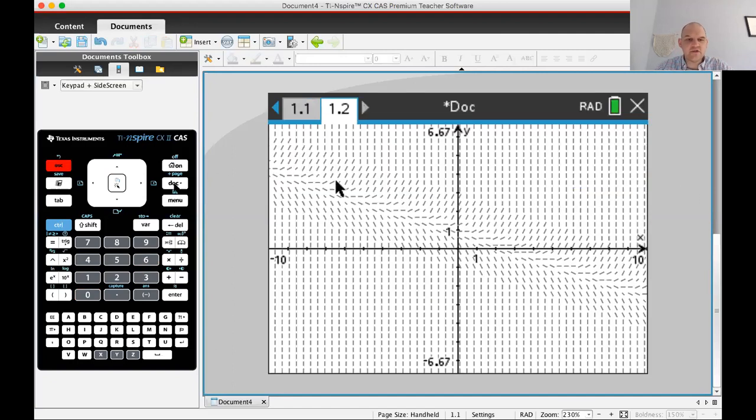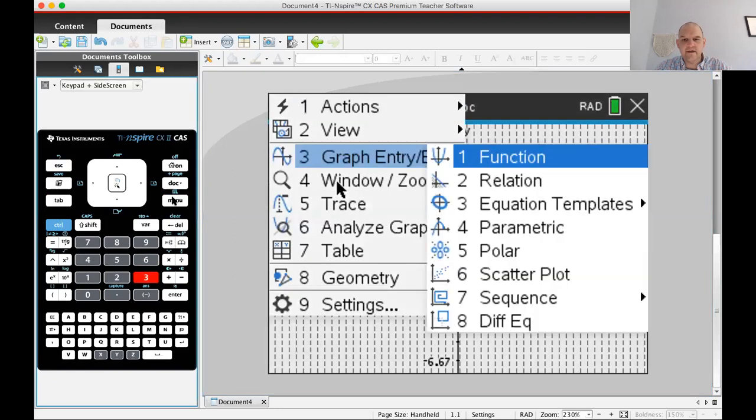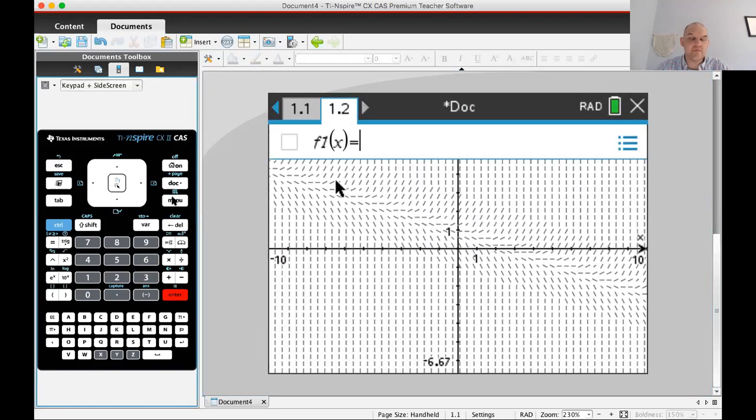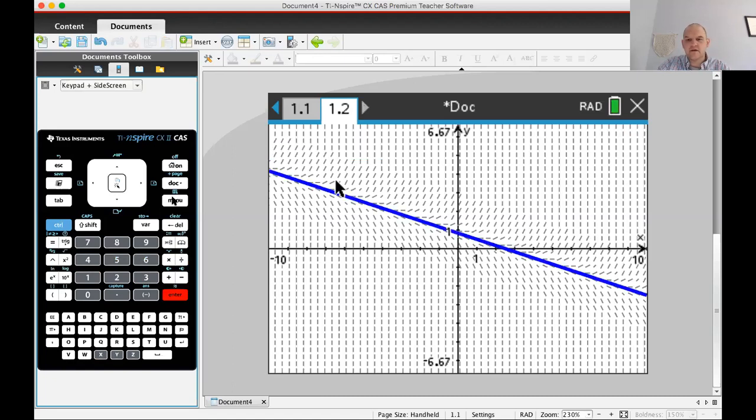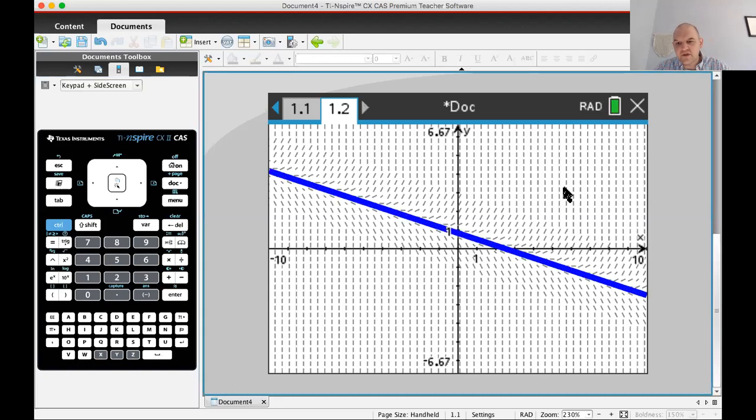Okay, so we're supposed to plot what we got for part A. So I'm going to change back to function. That was menu 3, back to function, negative 1/3 x plus 5/6. 5/6, that's hard to say. Look at that. So it really does look to me like if we start out below this line, we're going to get a decreasing, concave down solution.